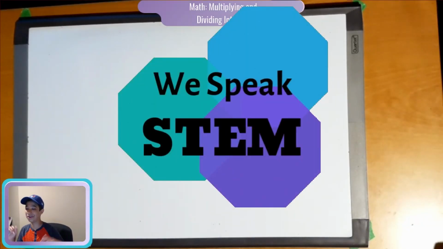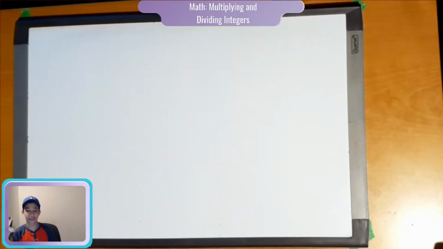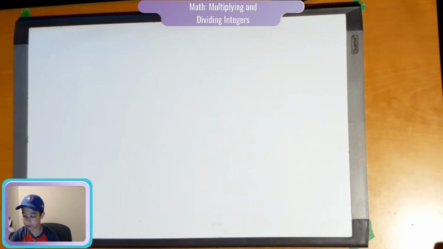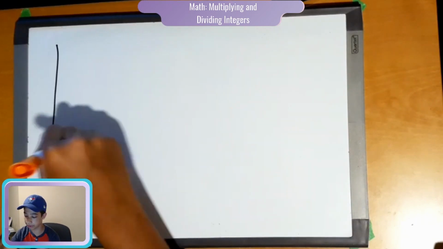Okay, so multiplying and dividing integers. Definitely easier than what we did last video. This time we're just working with basic multiplication and division, and then there's a table you can use to know the sign. So I'm actually going to write it out right here, in the corner. Make a 3x3 table.